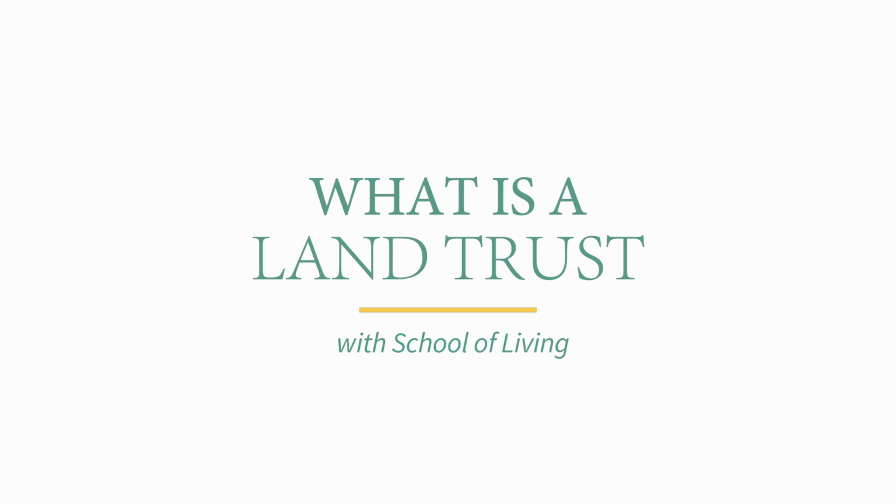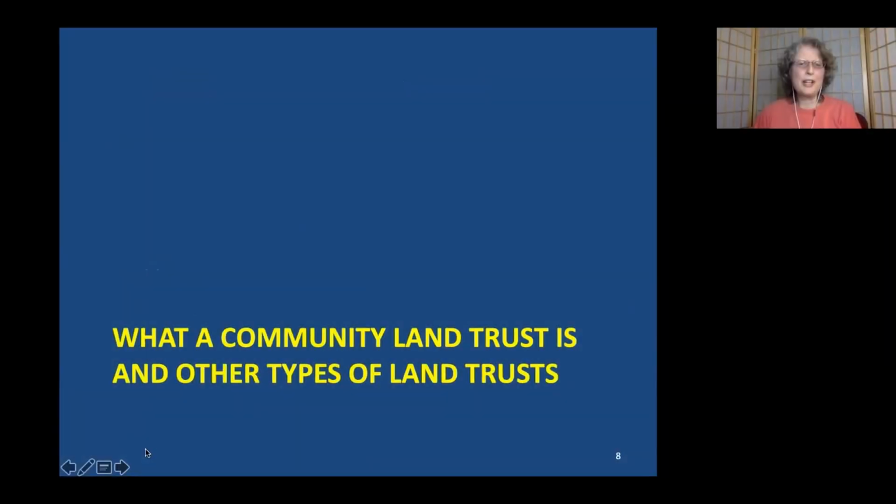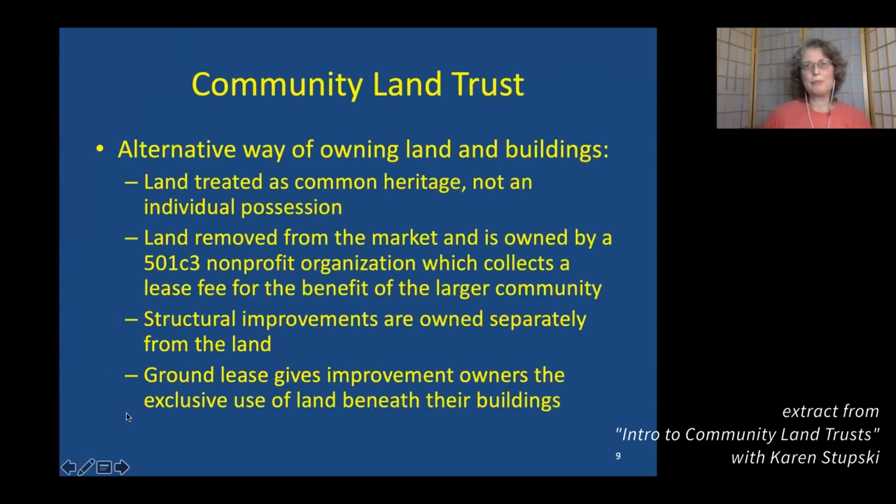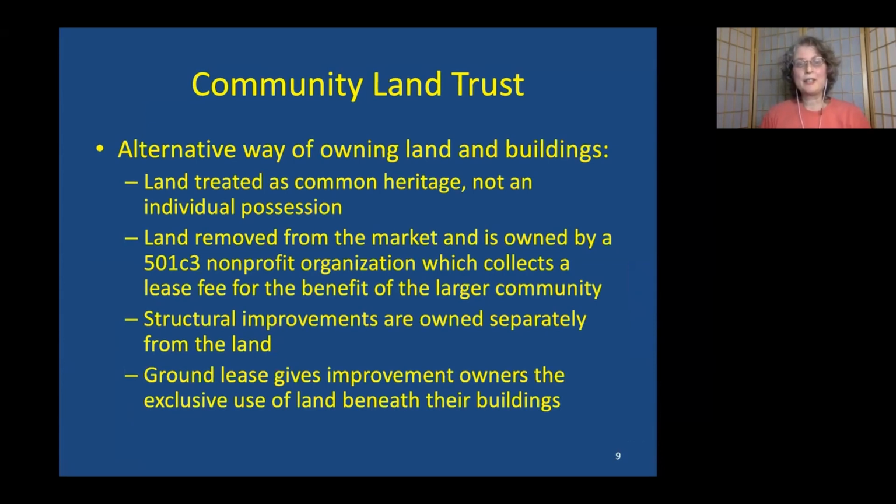So we'll start out with just a quick definition of what a community land trust is. At its core, it is an alternative way of owning land and buildings. Within this model, land is treated as a common heritage and not as an individual possession. It's removed from the market and owned by a 501c3 nonprofit organization, which collects a lease fee for the benefit of the larger community.